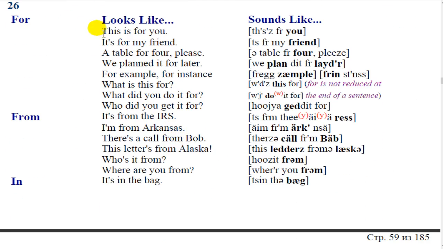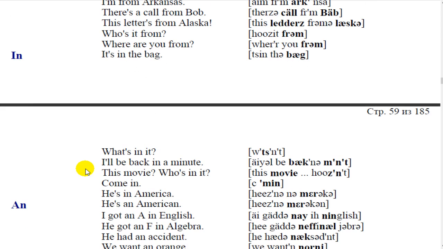For. This is for you. It's for my friend. A table for 4, please. We planned it for later. For example, for instance, what is this for? What'd you do it for? Who'd you get it for? From. It's from the IRS. I'm from Arkansas. There's a letter from Bob. This letter's from Alaska. Who's it from? Where are you from?